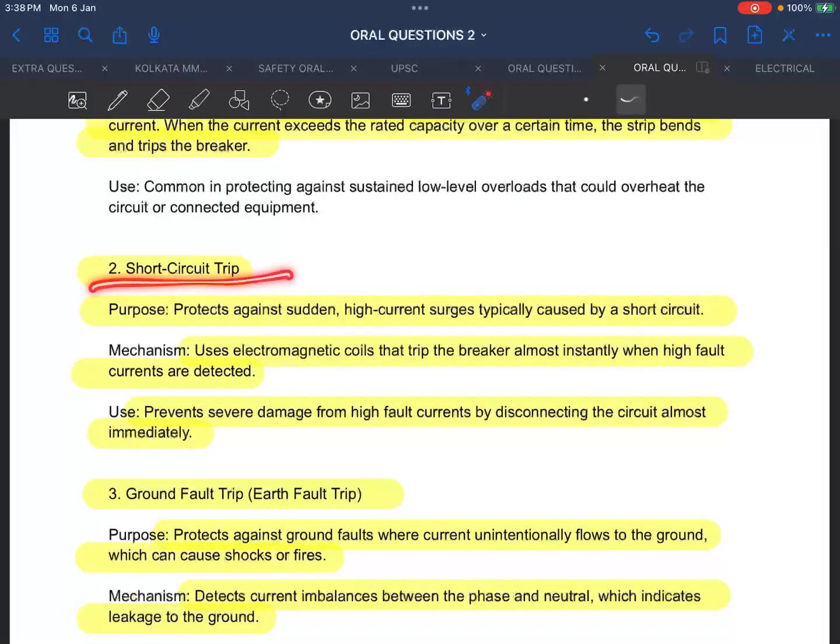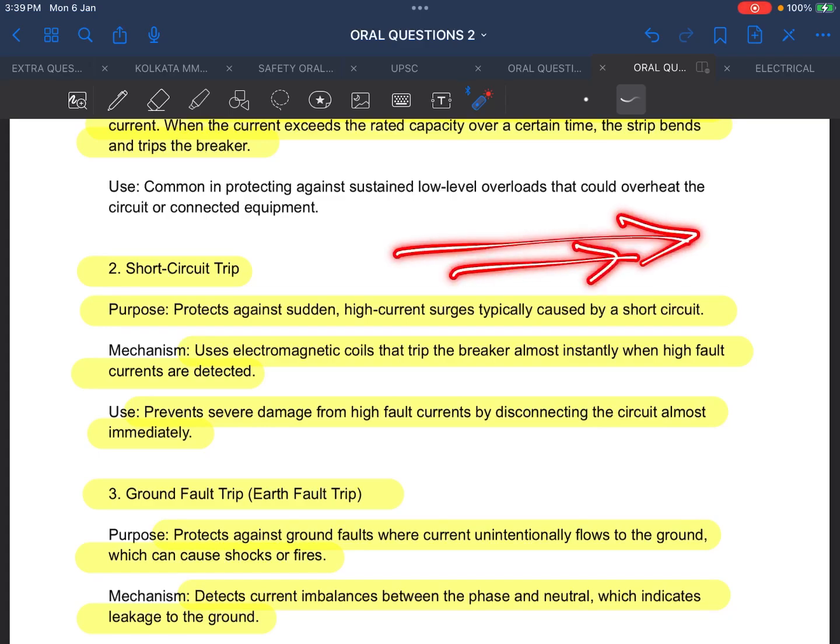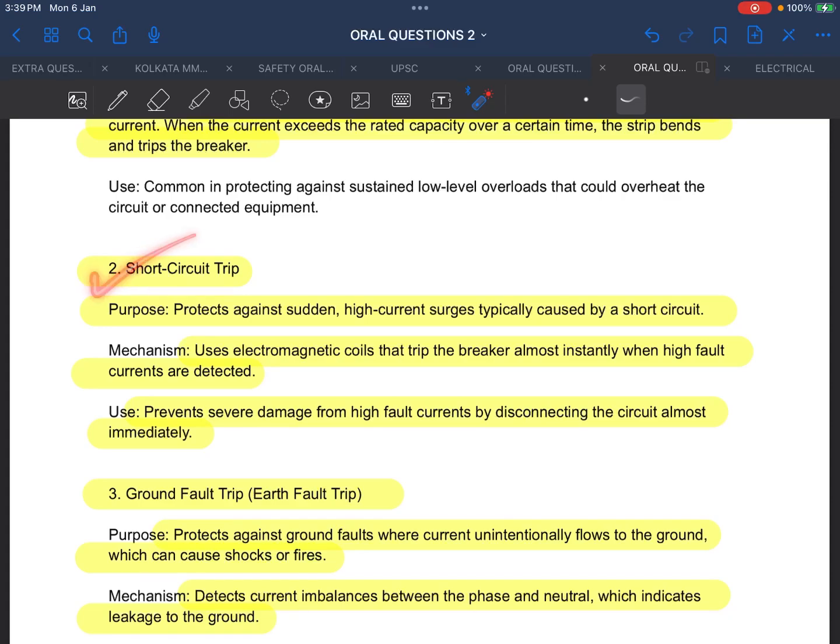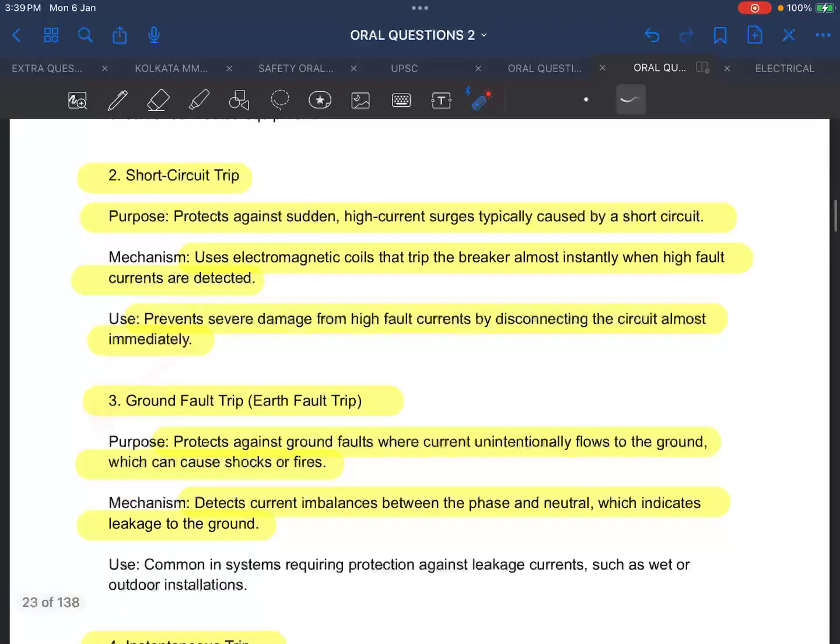And what is the short circuit trip? It means, let's suppose two conductors touch each other, and due to this the voltage will become zero and there will be a short circuit. High current will start flowing and there will be a high current surge, because now the potential difference becomes zero. So that is the short circuit trip.